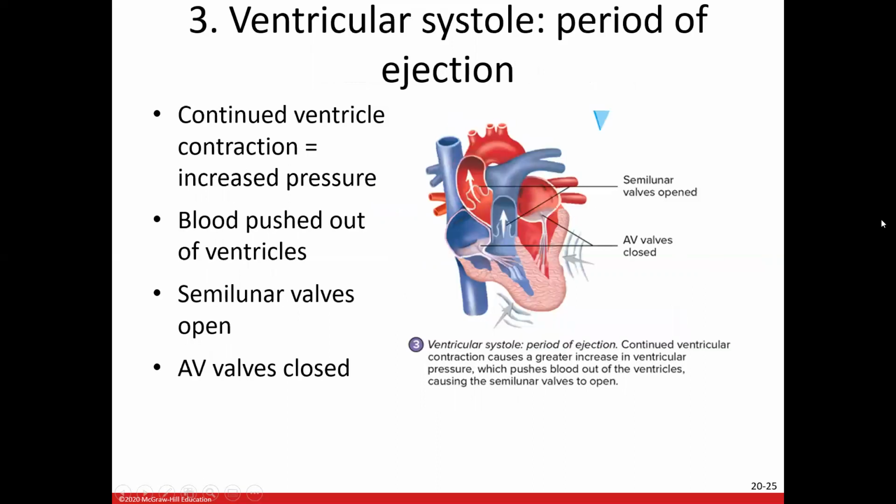Then the second portion of the ventricular systole is the period of ejection. Those ventricles continue to contract, continue to squeeze really hard, increasing that pressure, and that's going to push the blood out from the ventricles, from the right ventricle into the pulmonary trunk through the pulmonary semilunar valve, and from the left ventricle to the aorta through the aortic semilunar valve. Sorry, I got mixed up with directions there for a second. Your AV valves are still going to remain closed because we don't want any backflow of blood from the ventricles to the atria.